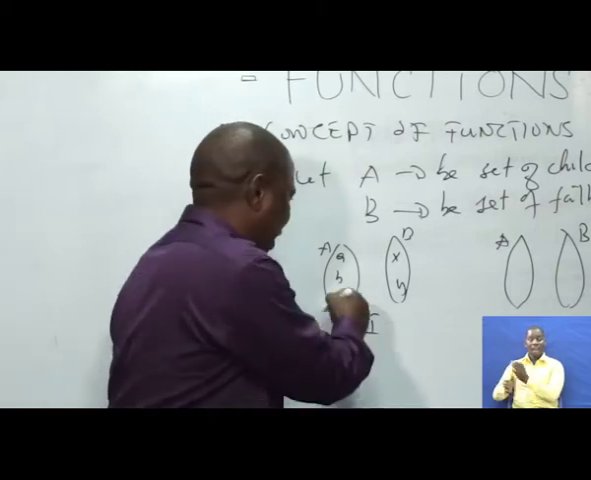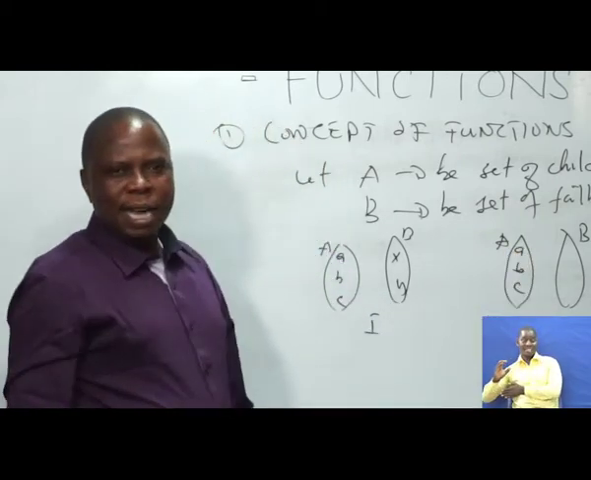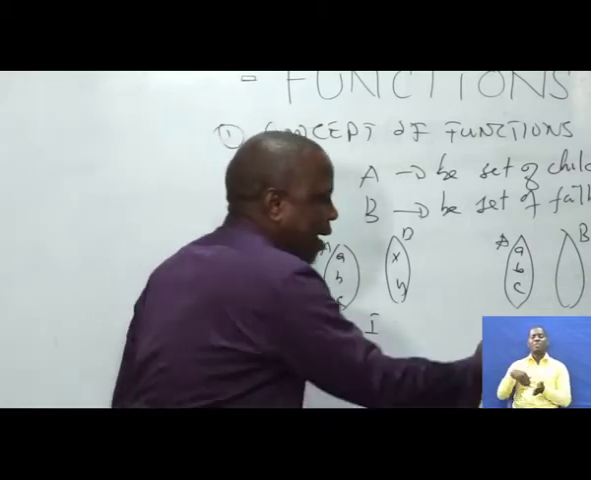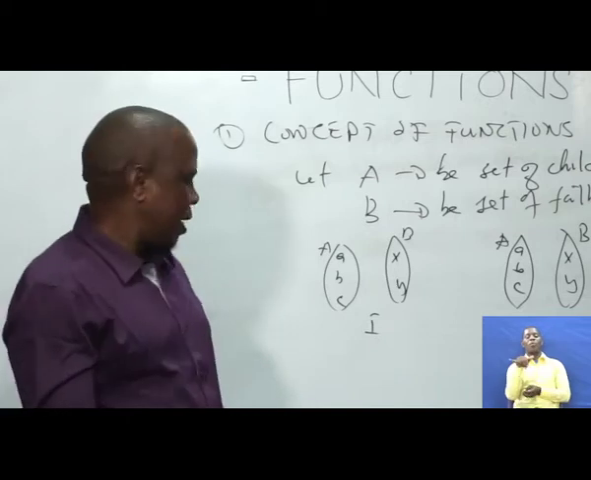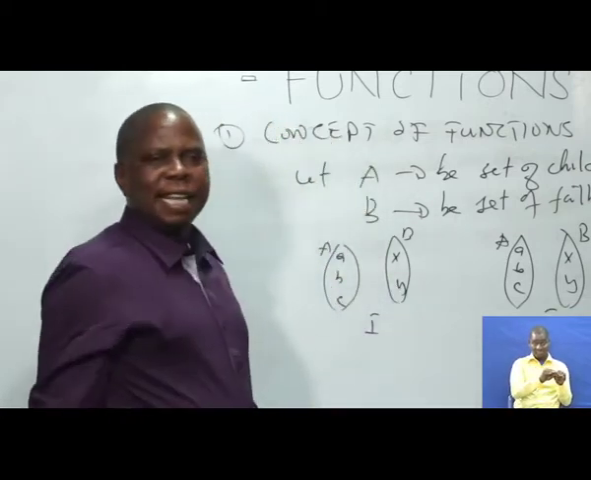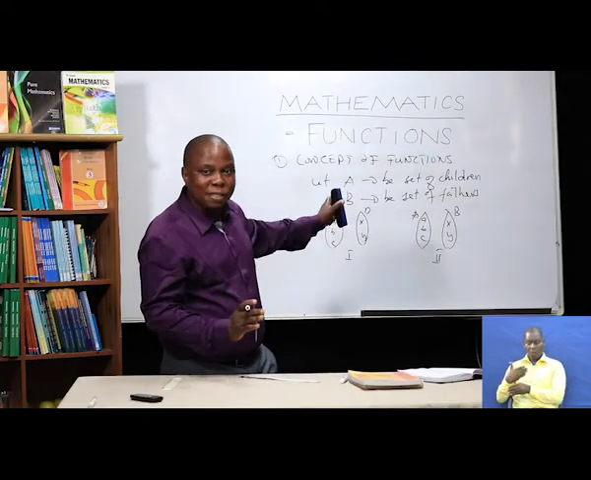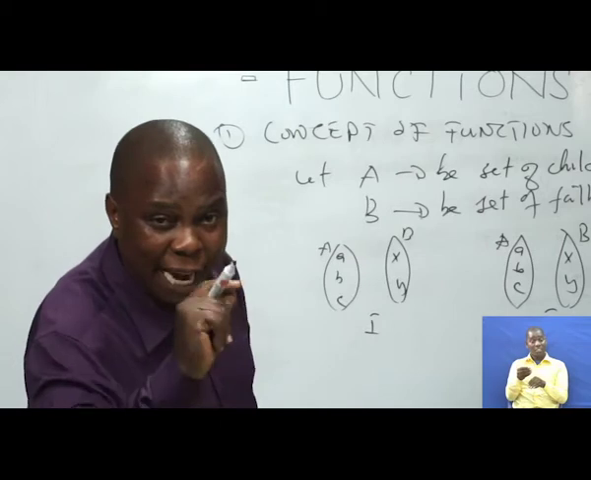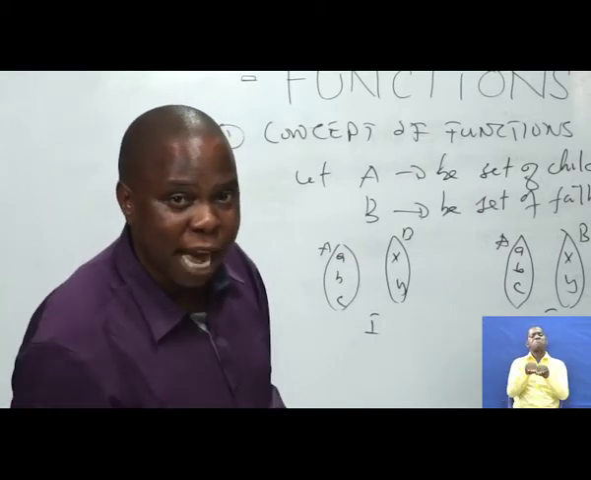Here, this is A and this is B. Elements of A, we have already said it's A, B, and C. And elements of B are X and Y. This is the first illustration, and this one here is the second illustration. Now, we need to relate the elements of set A to those elements of set B. How can we relate them? We have to use arrows.